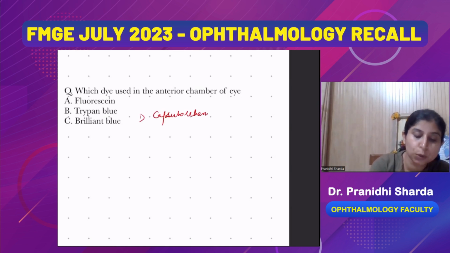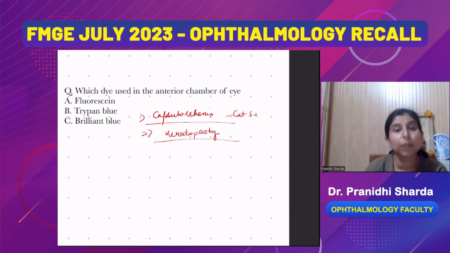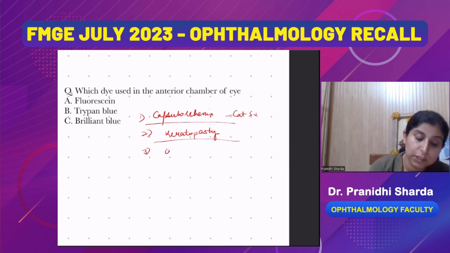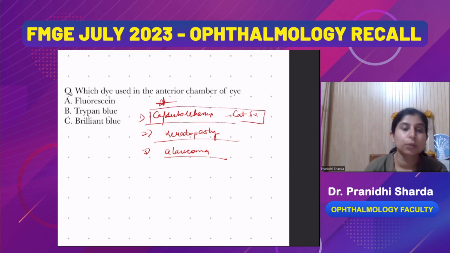Whenever we want to do the capsulorhexis in the cataract surgery, we can use it. In keratoplasty, especially in the posterior keratoplasties, when we want to stain the Descemet membrane, we'll use it. In glaucoma surgery, we use it when we want to test the patency of the shunts. So these are some of the different procedures where we use the dye, but the most important being the capsulorhexis. So the dye which is used is the trypan blue.